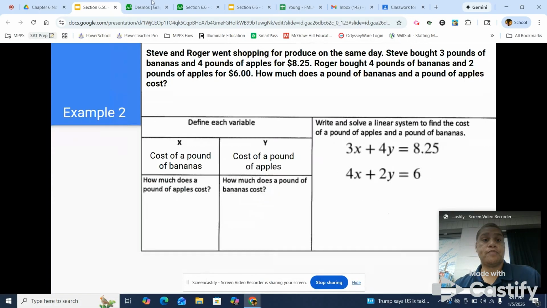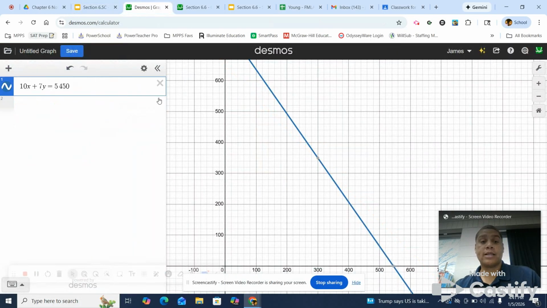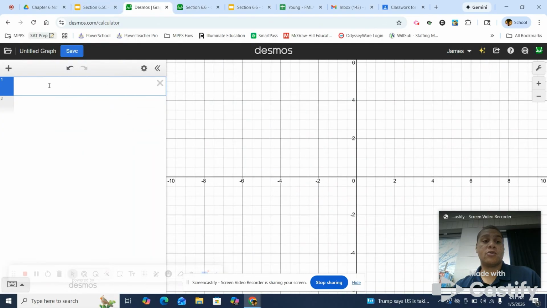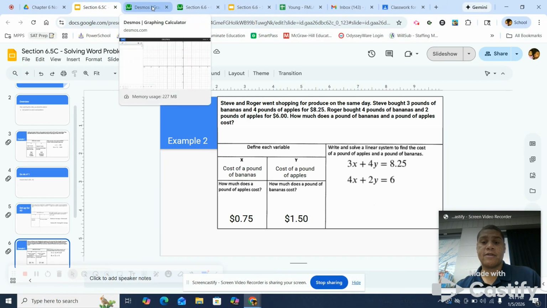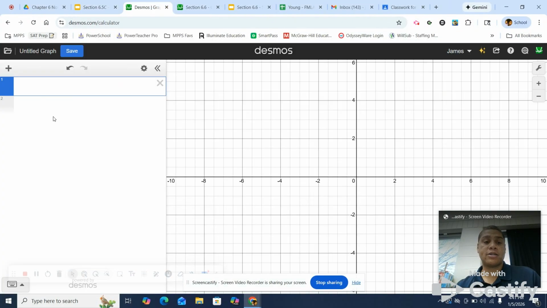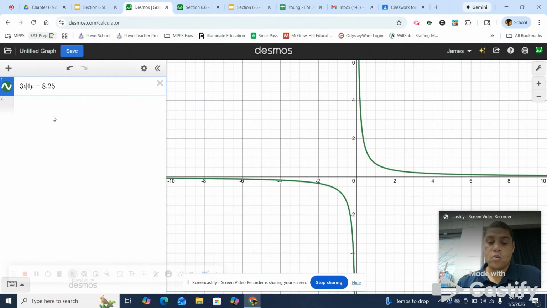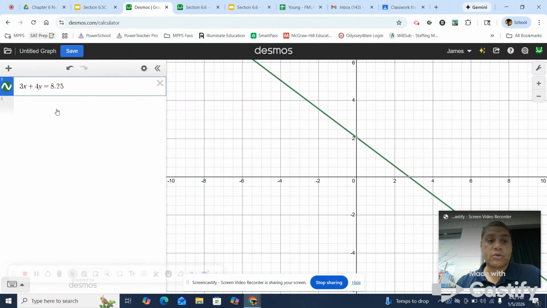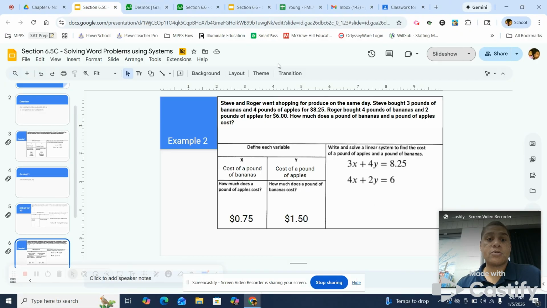So I'm in Desmos. I clear out the old stuff. I can click on the little home button to get my zooming back to normal. And again, what am I looking at? And I'm going to show the answer again. 3x plus 4y equals 8.25. Oops. We all make mistakes, and Mr. Young doesn't edit his videos. And 4x plus 2y equals 6.